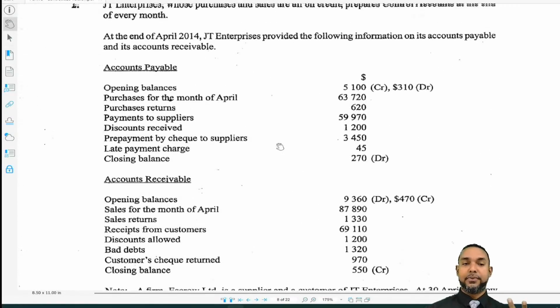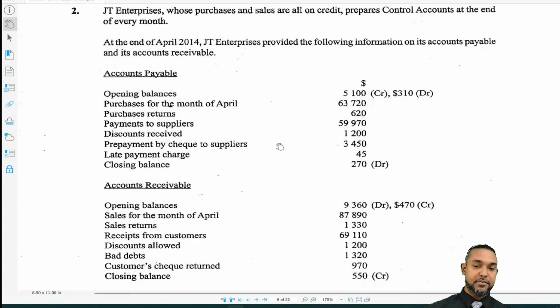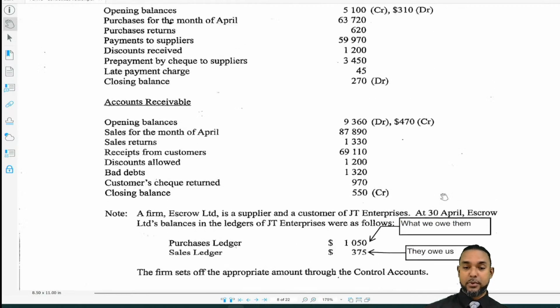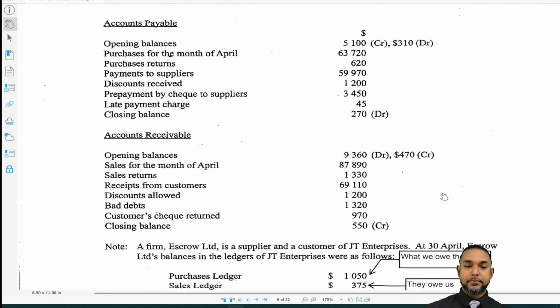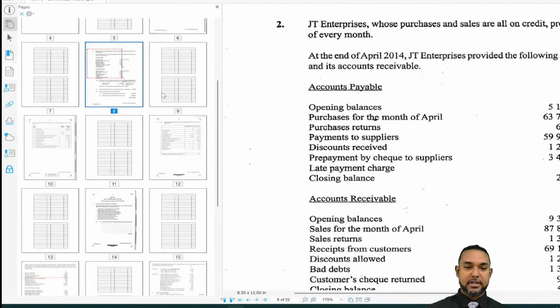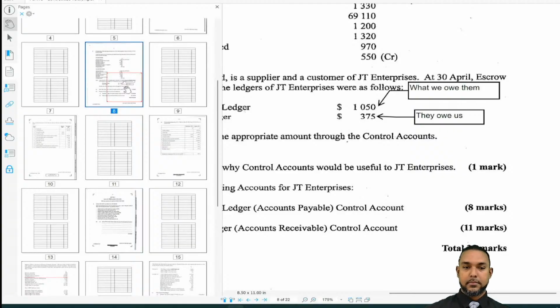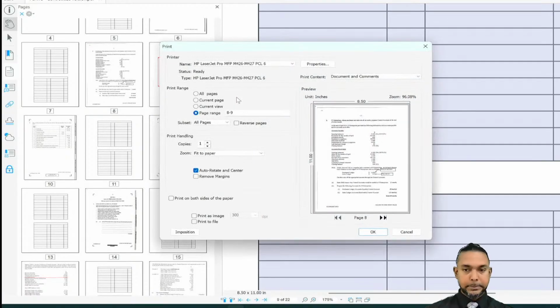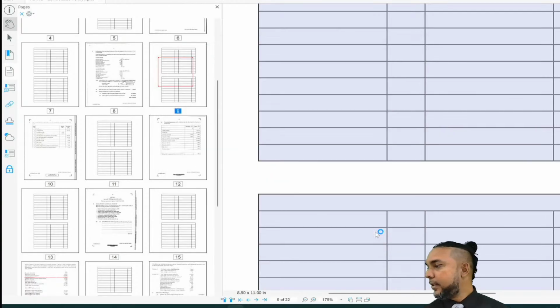You have to do both the accounts payable control account and the receivable control account. Doesn't matter which one you do first. You actually get more marks for the receivables because there are more items that could possibly go in it. So let's just take a quick read. As we read, I'll print it out for those in class as well.